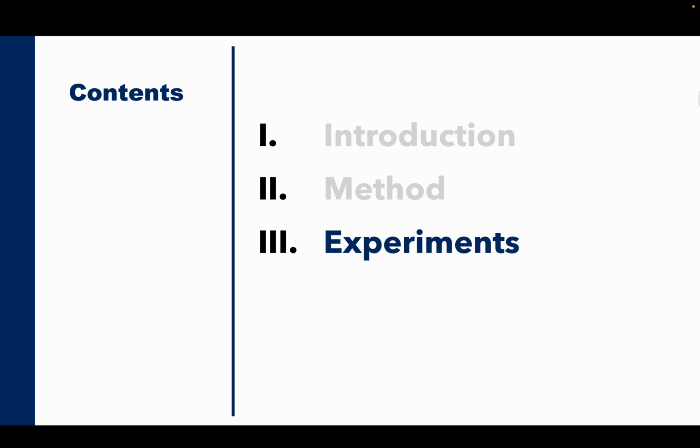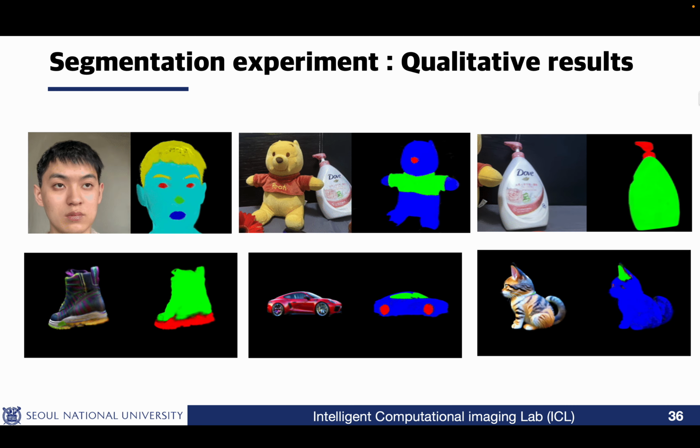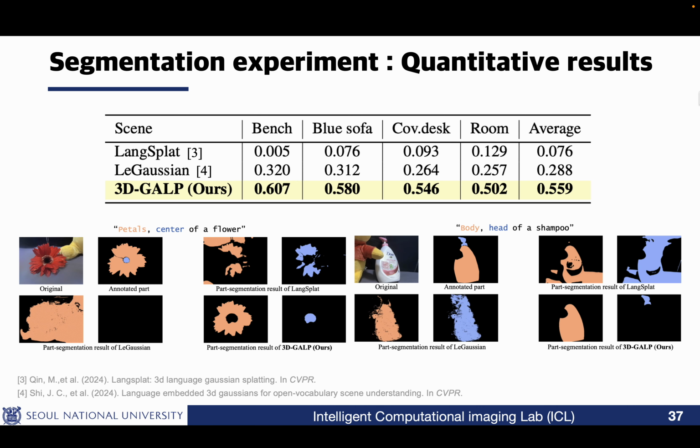Finally, let's look at the experiments. Here's our 3D part segmentation result. And we compare our method with previous open-vocabulary 3D segmentation methods, such as LangSplat and LEGaussians. As shown in this table, our method shows strong performance across all benchmarks in 3D part-level segmentation.